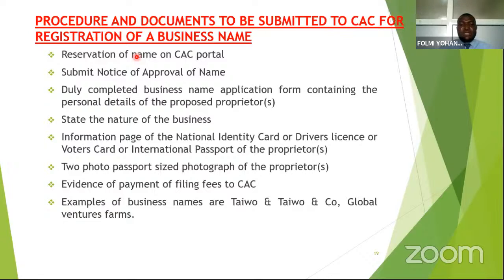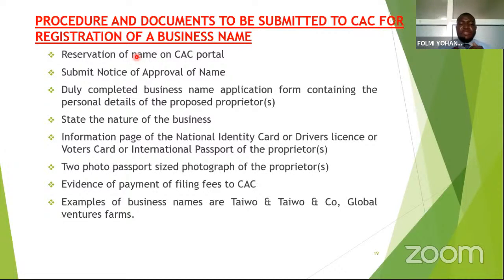So for your business name, you enter all the details you need, like nature of the business information. You need your means of identification, which could be a national identity card, driver's license, voter's card, or international passport. These are relevant documents you need to register with CAC. So you input them. The form will tell you, just like any other form, what you need to put: name, address, identification number, and the rest.